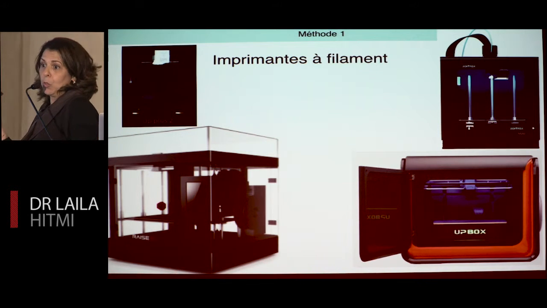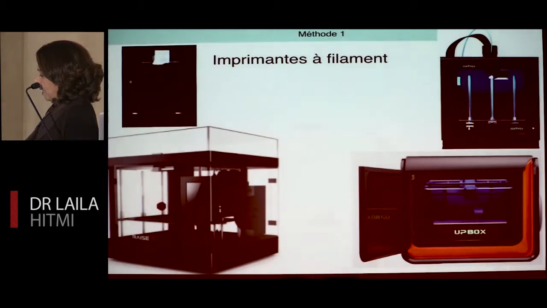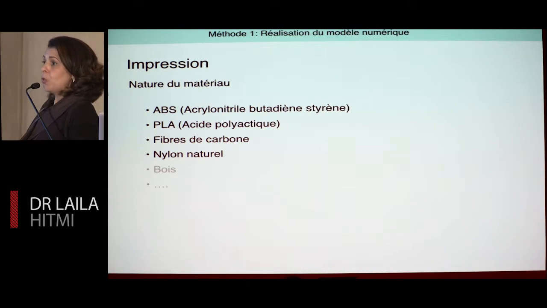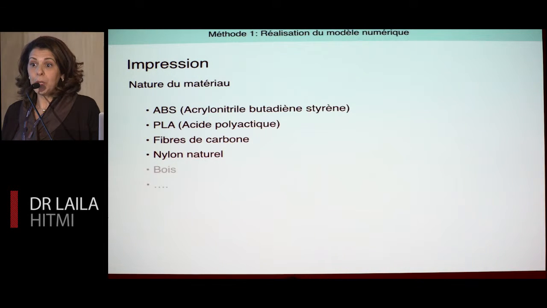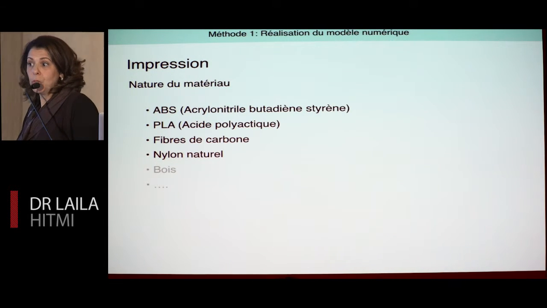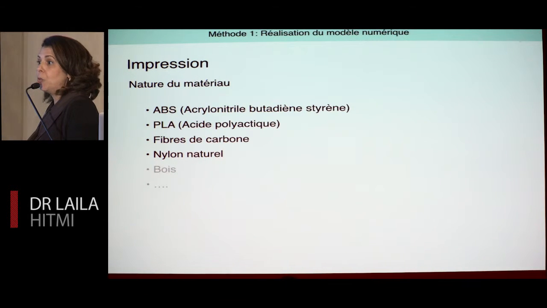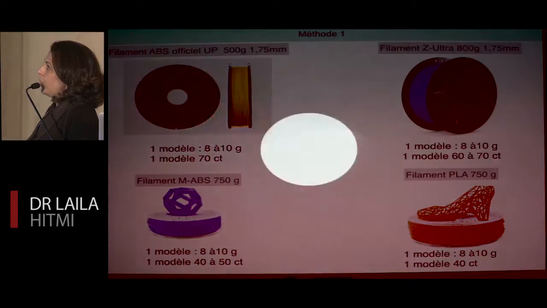I'm very familiar with these 4 printers. There are probably others on the market that are just as good, but I'm not familiar with them. There's the Up Plus 2, there's the Zortrax, there's the Rise, and there is Upbox. As for the type of material that feeds those printers, there are different types available: ABS, PLA, carbon fibers, nylon, wood. I'm going to tell you about the 2 materials that we can use for dentistry, and with which I must say I do a very good job, ABS and PLA, and even if I had to choose, it would be ABS.